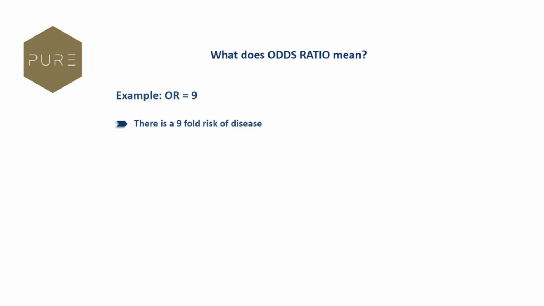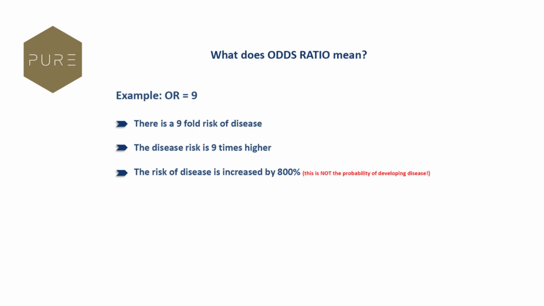So if we look at an odds ratio of 9, it means there's a 9-fold risk of disease. The disease risk is 9 times higher. It's all the same meaning, it's just different ways of saying it. You can choose whichever one you like best.